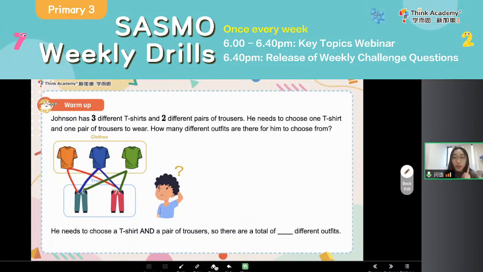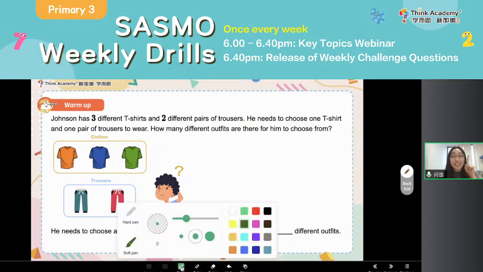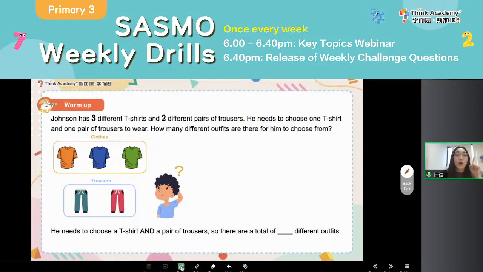Okay, question. How can we make the equation? How do you get 6? Do we need to draw one by one? Actually, no need. Well, everyone, you see that for the first decision, you need to decide which t-shirt to pick, right? So how many choices are there? We have 3.